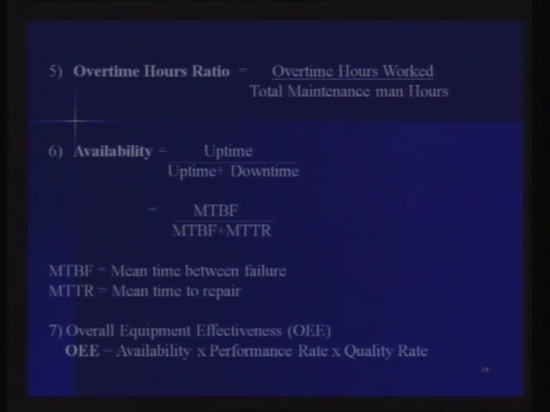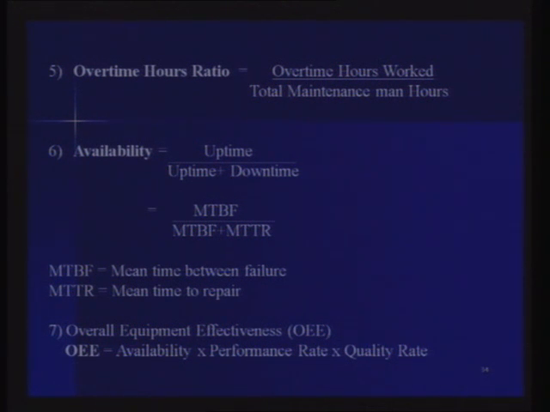Obviously, if we reduce the downtime, naturally uptime will increase, because total time remains the same, say 8 hours. Or if we take 25 working days in a single shift, that means 200 working hours per month. So if downtime is reduced, uptime is automatically increased. Uptime plus downtime remains the same total, but uptime increases. So as a result availability will increase.